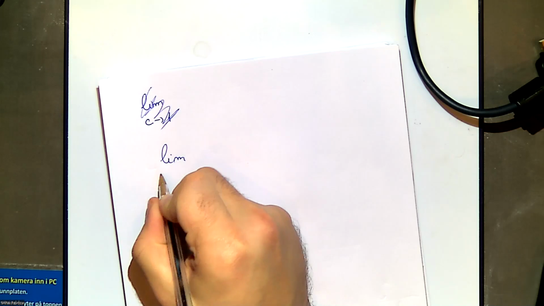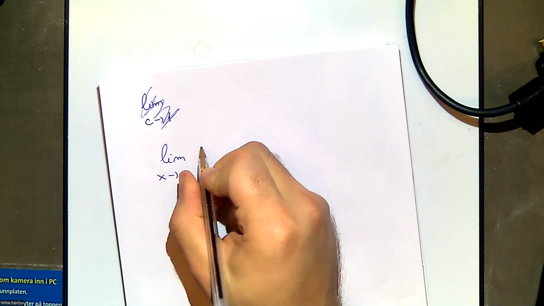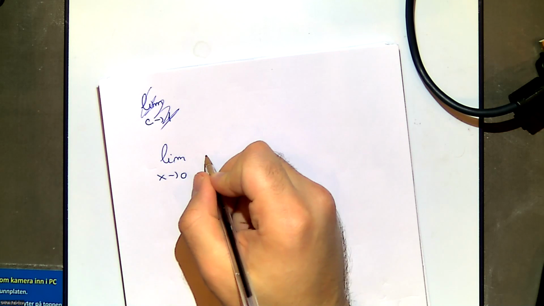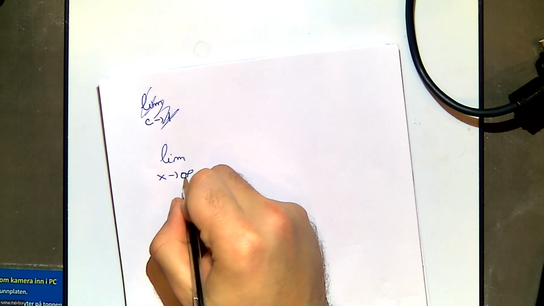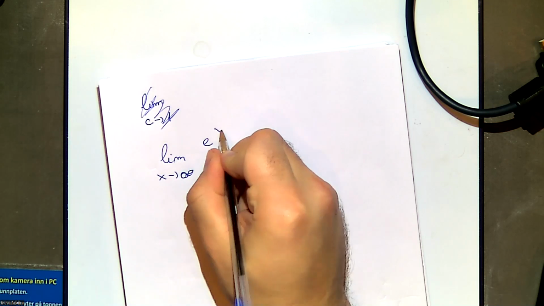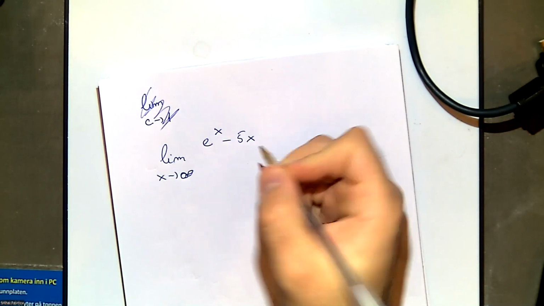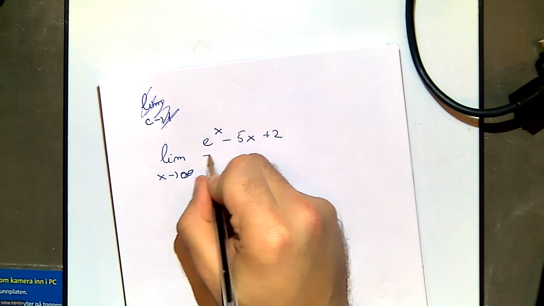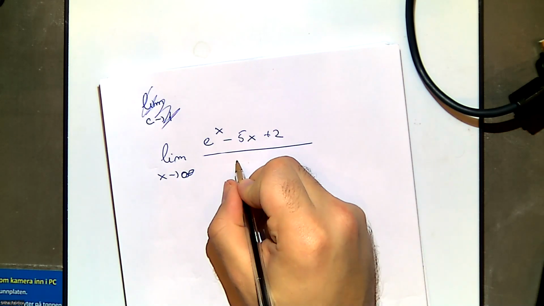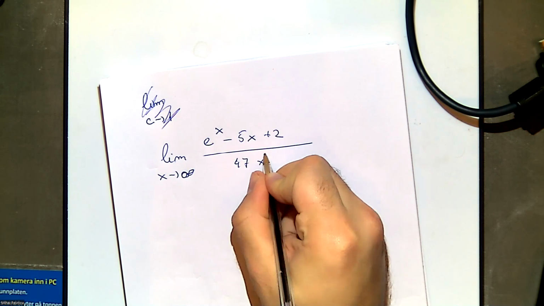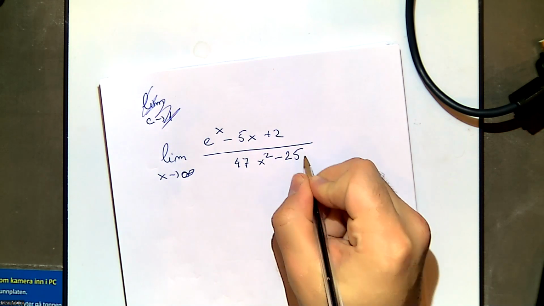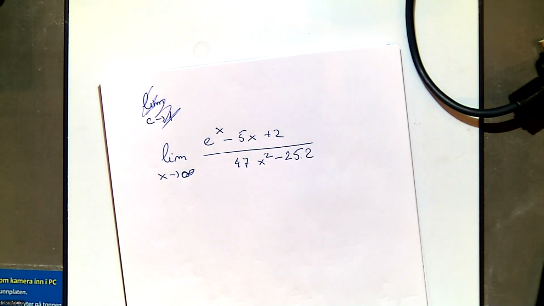Limit when x goes to infinity, let's say, of e to the x minus 5x plus 2 over 47x squared minus 25. Okay? First step.